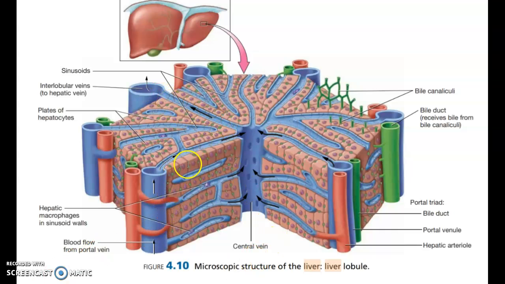Every single cell in the liver, these kind of cells are called hepatocytes. Hepatocytes are the cells for the liver.